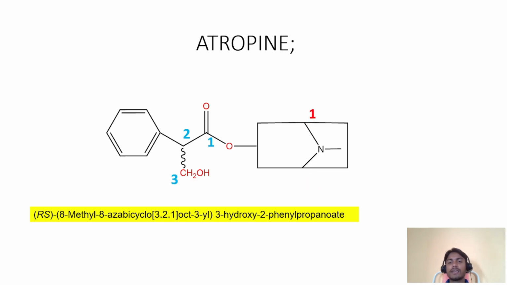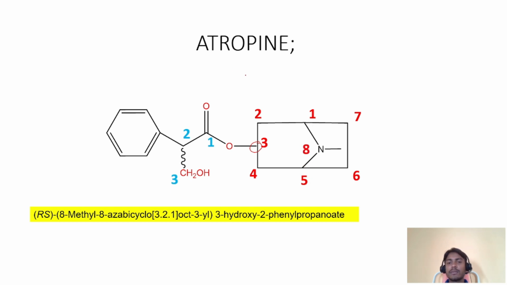So the numbering is 1, 2, 3. Here also this carbon is there, a CH2 group is there. That's why we are giving the numbering 4. Next 5, 7. Once the numbering reaches 7, again we need to go to the third bridge.